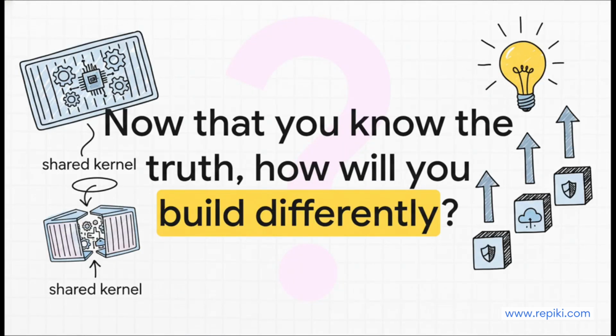So in the end, a container is a useful lie. It's a powerful and efficient illusion that the kernel tells to a process, and it gives us all this incredible speed and portability, but it's an illusion that comes with very real trade-offs. So now that you know the truth behind the magic, you know about the namespaces, the cgroups, and that all-important shared kernel, the real question is, how will that deeper understanding change the way you build, deploy, and secure your own applications?